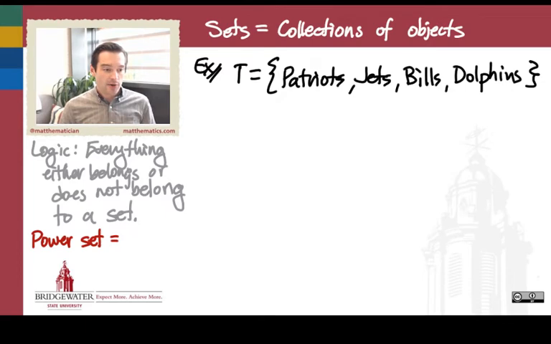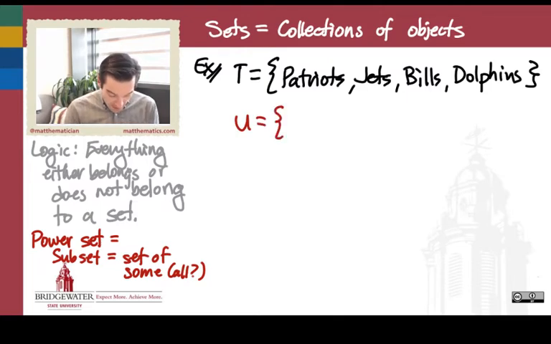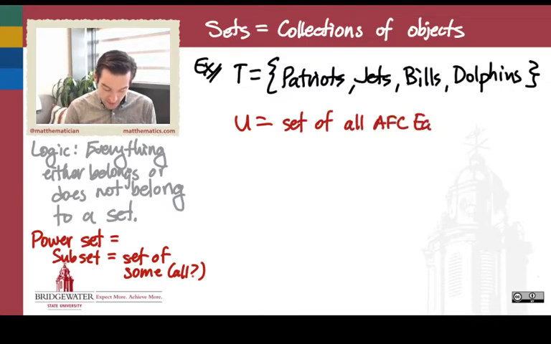All right, so we can't understand what a power set is until we first talk a little bit about the idea of a subset. So let's start with that. A subset is a set that we can obtain from a larger set by selecting possibly some, but not necessarily all, of its elements. So if this T up here is a set, then an example of a subset might be, let's write it in a verbal description first, and I'm going to call it U, the set of all AFC East teams named after animals.